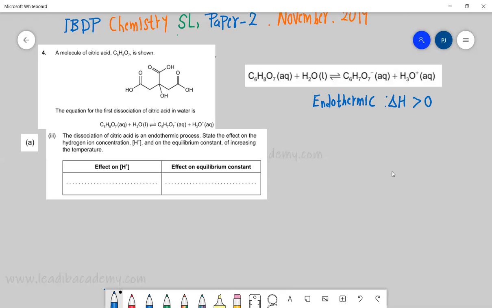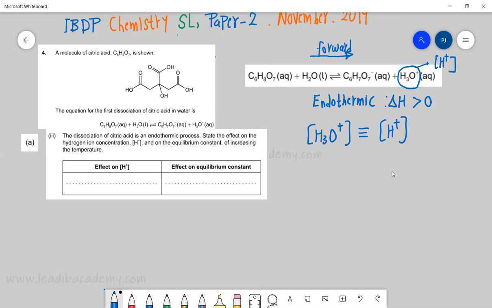So whenever we increase the temperature, we know that the forward reaction will be favored. Okay, because it is an endothermic reaction, so the forward reaction will be favorable. It means that there would be more production of H3O plus, means H plus. Okay, because please remember H3O plus and H plus, they are same. H3O plus is identical to H plus.